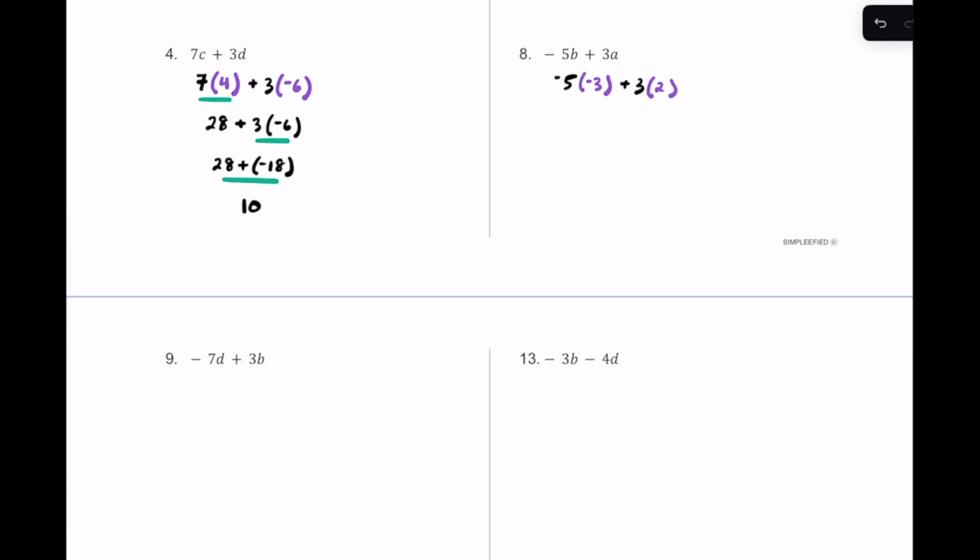We have 3 operations. 2 of them are multiplications. We'll do the one on the left. Negative 5 times negative 3 is positive 15. And then we have 15 plus this 3 times 2. Between addition and multiplication, we'll do the multiplication. 3 times 2 is 6. So we have 15 plus 6. And then 15 plus 6, that's going to equal positive 21. Here's number 9.